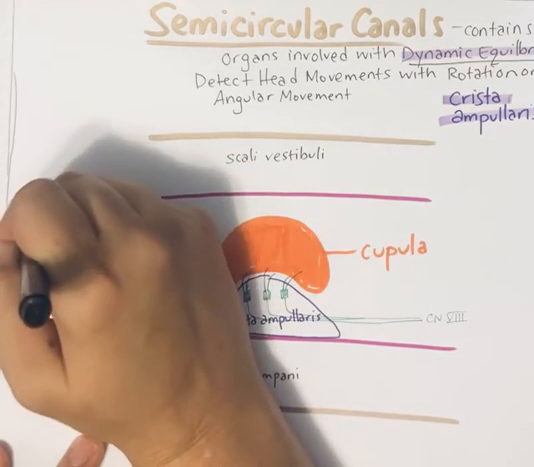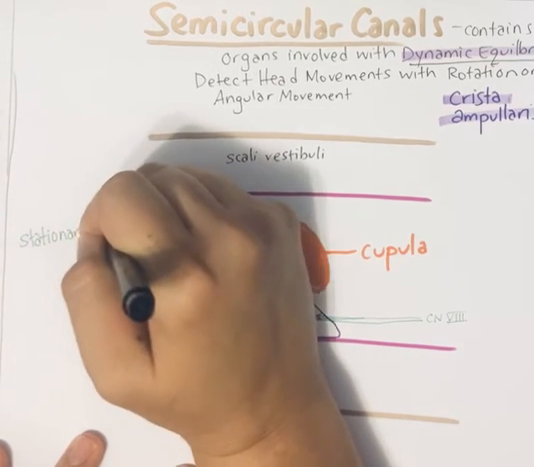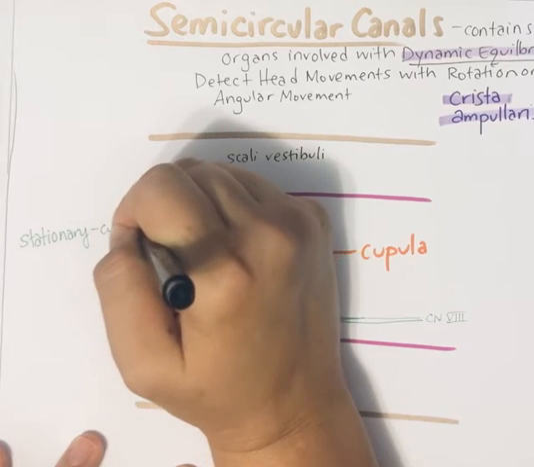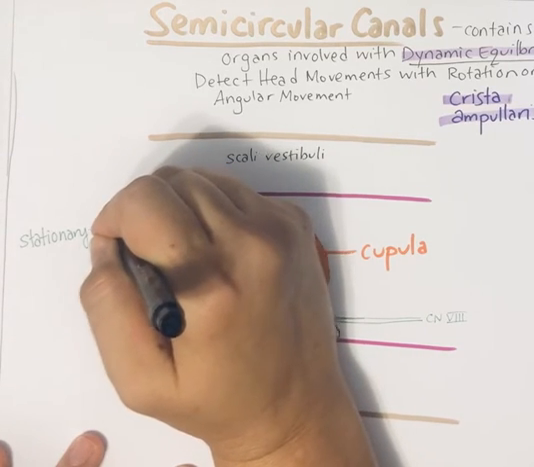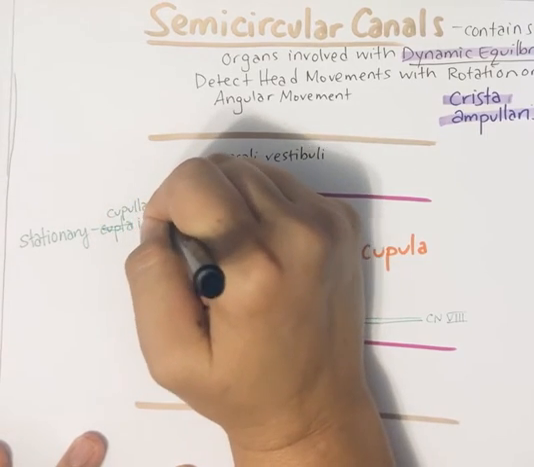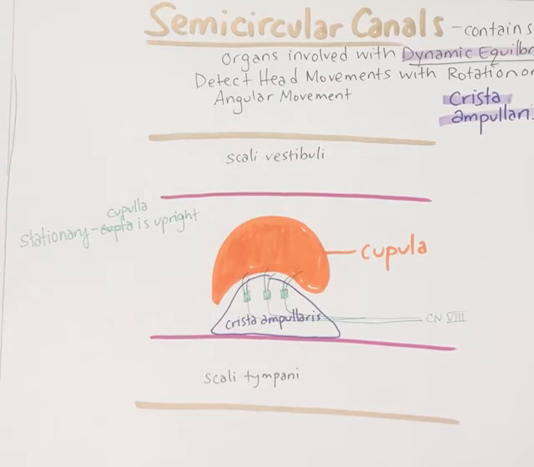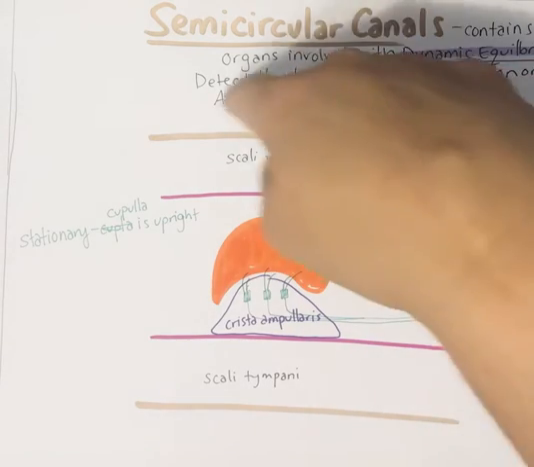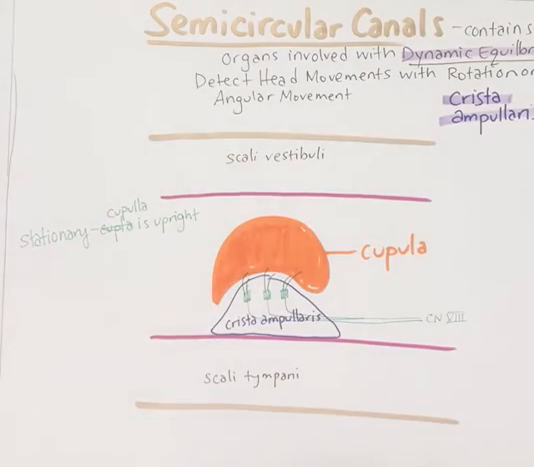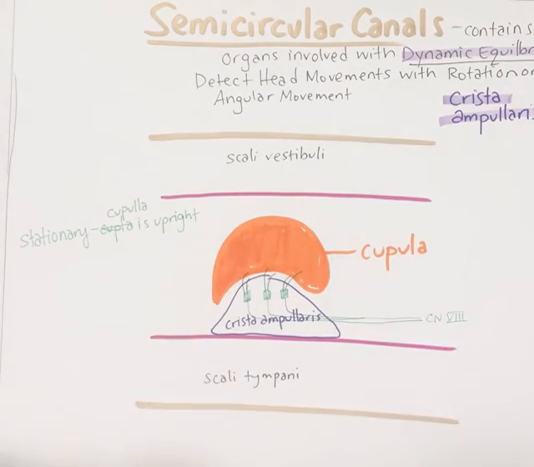When you're stationary, that means when you're sitting still, the cupula is upright. It's literally just sitting there. Now, the only time that you're going to stimulate the crista ampullaris is with rotation, which is spinning, or angular movements, which is linear. So literally moving in a go-kart going forward or moving in a roller coaster.